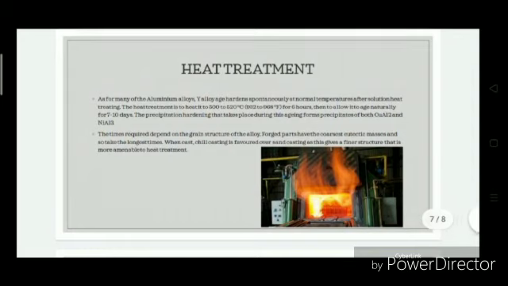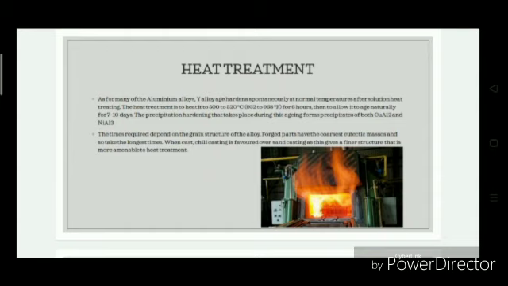Now coming to the heat treatment. As for many of the aluminium alloys, Y alloy hardens spontaneously at normal temperatures after solution heat treating. The heat treatment is to heat it to 500 to 520 degrees Celsius, that is 932 to 968 degrees Fahrenheit, for 6 hours, and it gradually cools down, which takes 7 to 10 days.